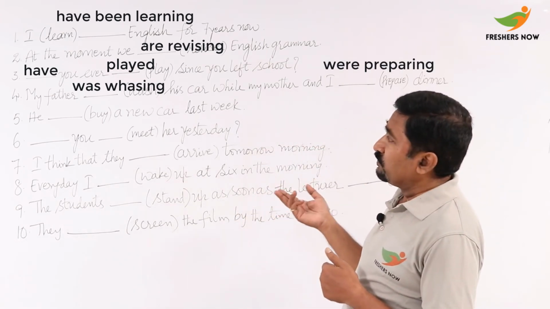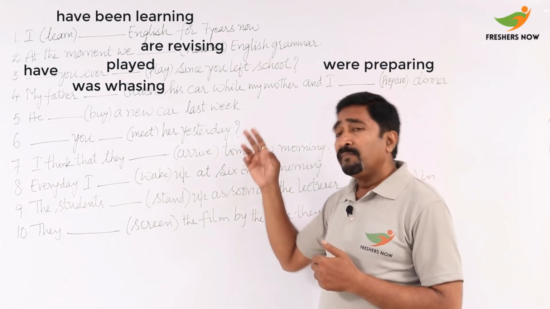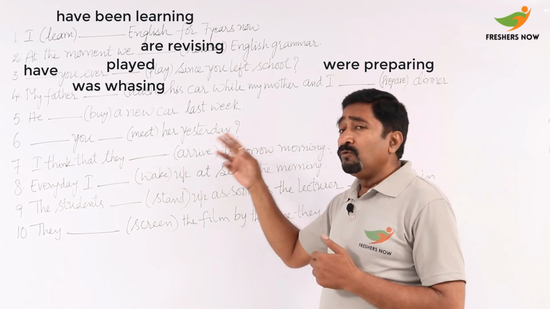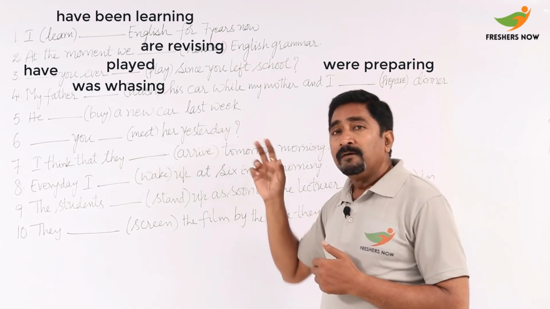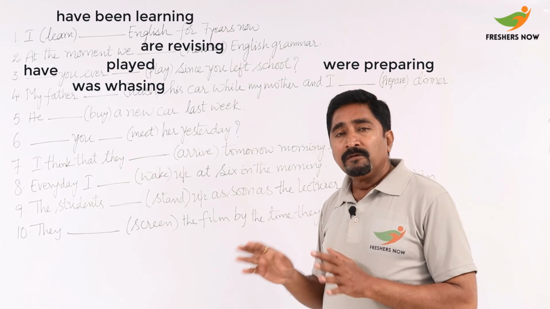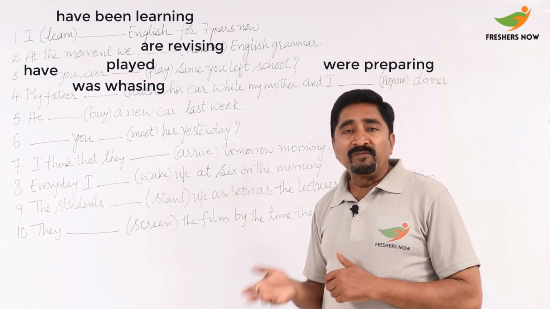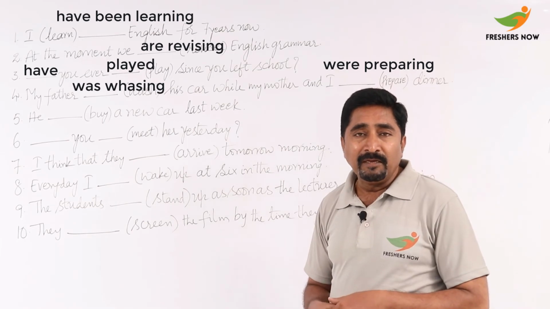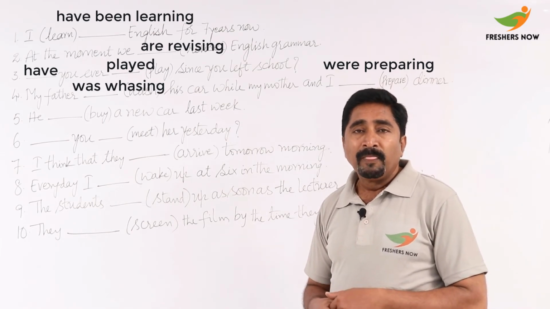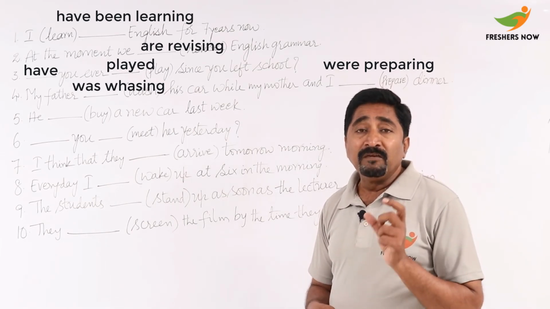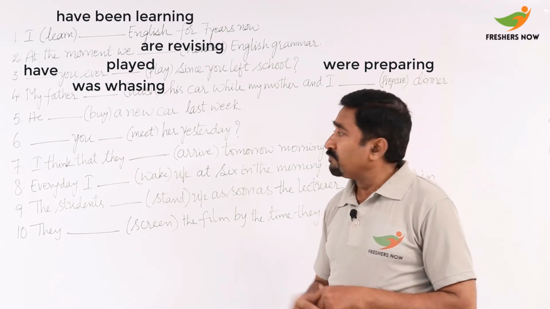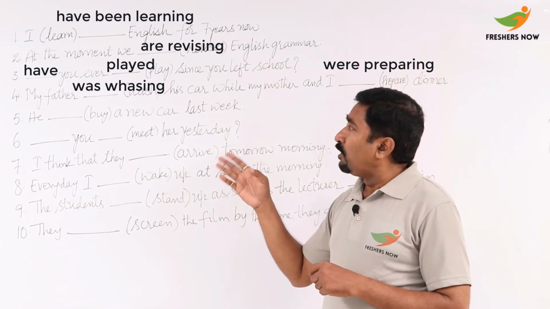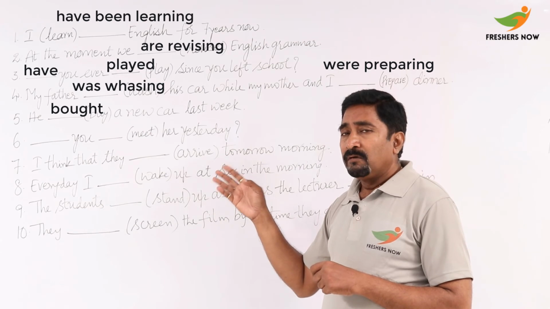Now let's see the next one. He, blank, a new car last week, a specific period. It's very clear what the last week or 2 days ago or sometime in the year 2000 or whatever. I told you that it should be in simple past tense. So, he bought a new car last week.